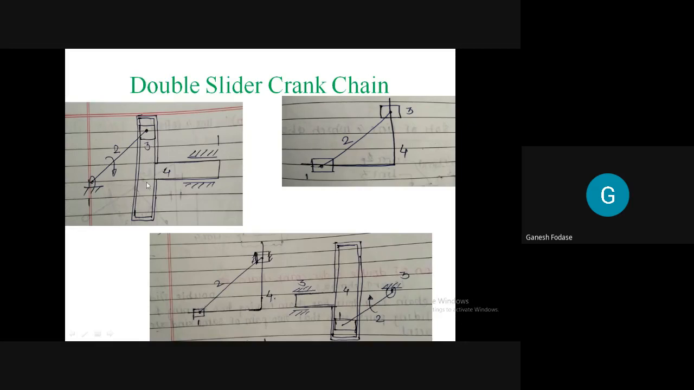Now tell me, what about this link number 4? It will be sliding only. Now see, very simple. Let's assume that this crank is rotating clockwise. I'm not saying it moves forward, I'm saying it is rotating clockwise. When this crank rotates clockwise and moves further, what happens?